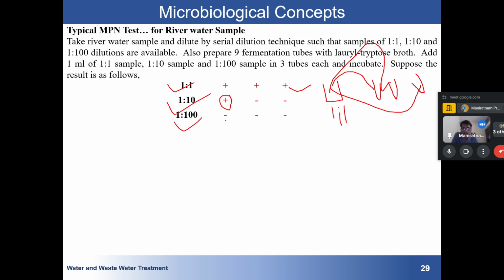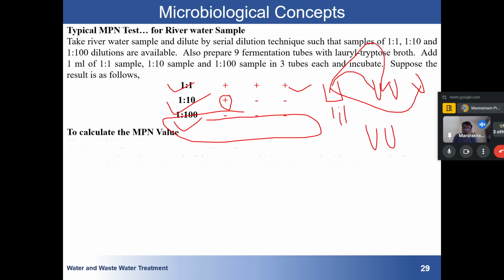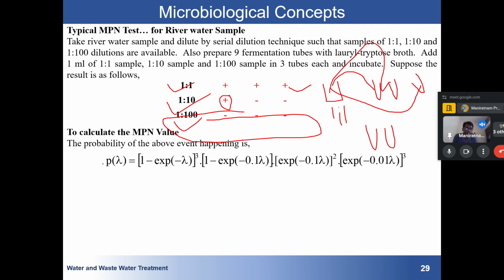Okay, so similarly, from this tube I am diluting it again 1:1, and it was seen that in all three cases no gas was seen. So it was giving negative results. Okay, so to calculate the MPN value we will be using that concept.